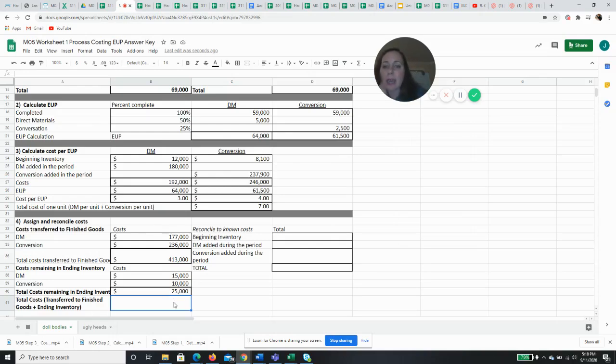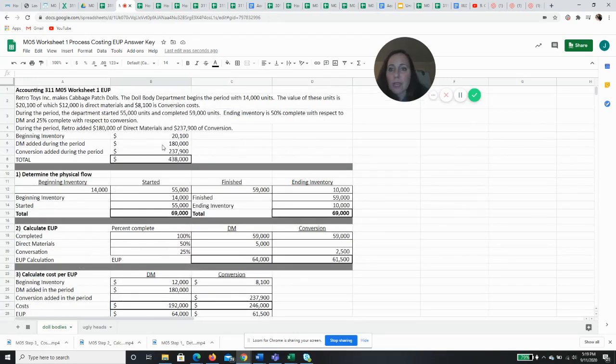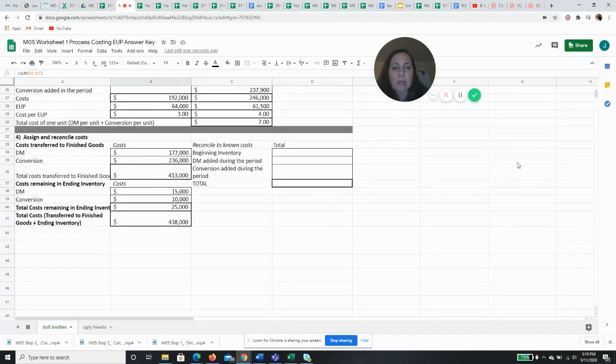All right, so let's add up what our total costs are. We said of all the costs we had in WIP this period, 413,000 went to finished goods plus 25,000 stayed in WIP ending inventory. So our total cost for the period should be 438,000. If I wanted to check this real quick, I could just go back up here and this is the number it should equal. And it does, and I'm happy, but I'm going to go ahead and just put it down here so I can see them side by side. When I'm checking my numbers, I like to see them side by side. It makes me happy. And I bet it makes you happy too.